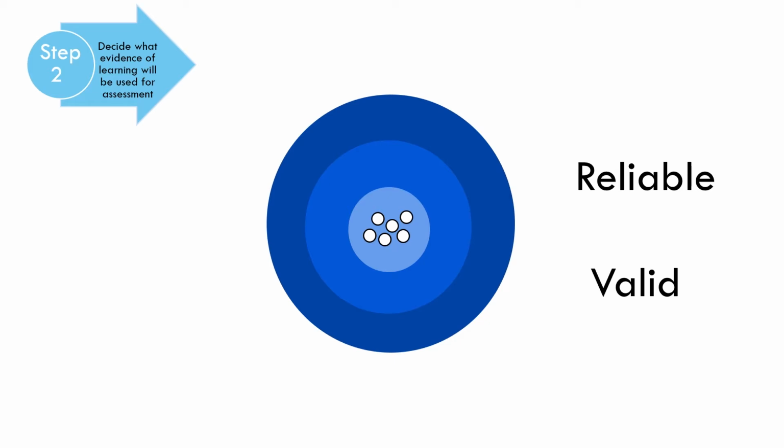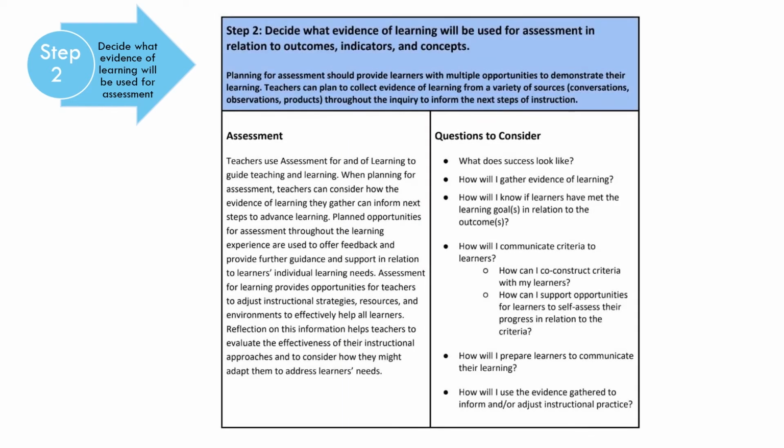When we plan for assessment, we want to consider how to gather evidence of learning that will help us accurately determine where learners are in relation to learning goals and where we may need to adjust our instructional practice to best support learners. Planning assessments that are aligned with your learning goals will help you to ensure that your assessments are reliable and valid.